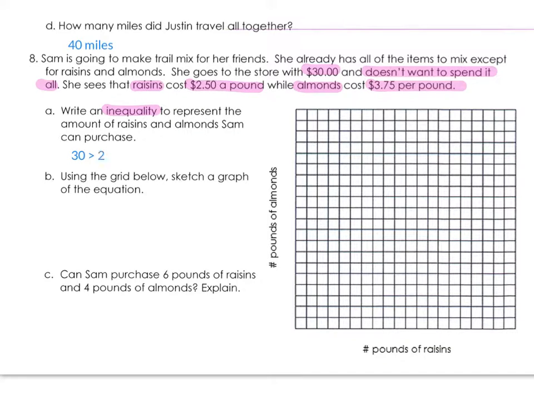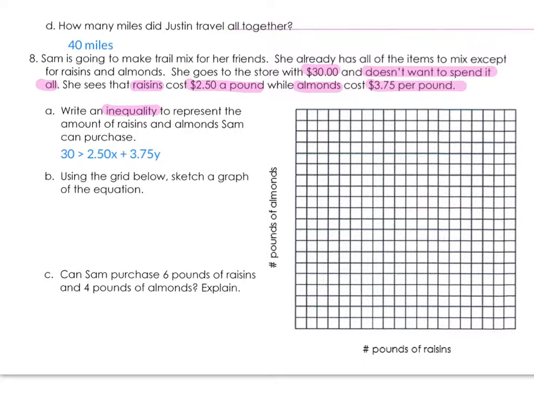So I'm going to do 2.50 per pound of raisins, and I can see that raisins is on the x-axis, so I'm going to put an x there, plus the $3.75 per pound of almonds, and almonds on the y-axis, so I'm going to put a y with that. Okay, so that's my inequality. That's it for that part. The next part says use the grid below to sketch a graph of the inequality. Well, in order to do that, and I know that this is all very tight, I have to solve my inequality, get it into y equals form.